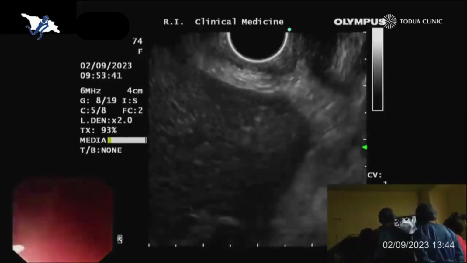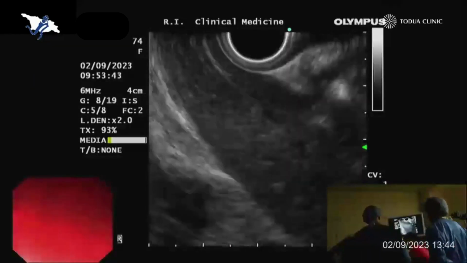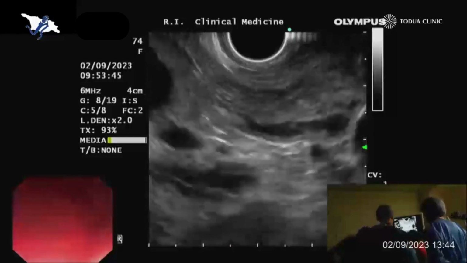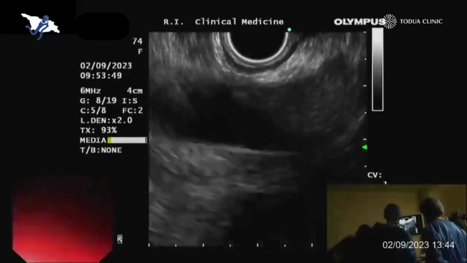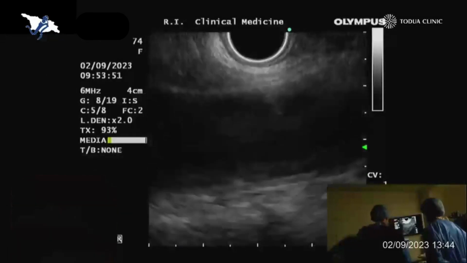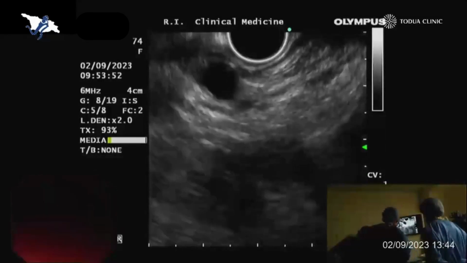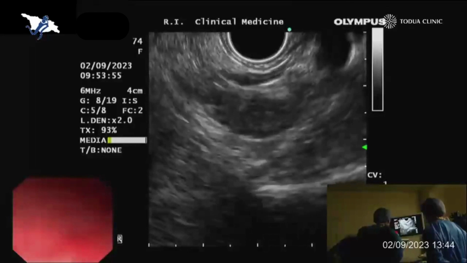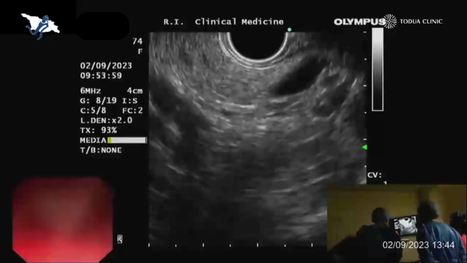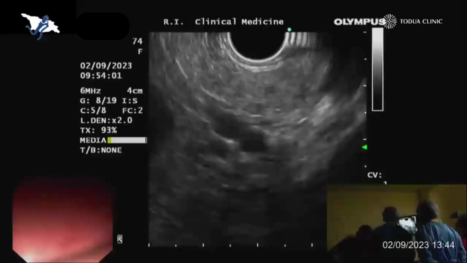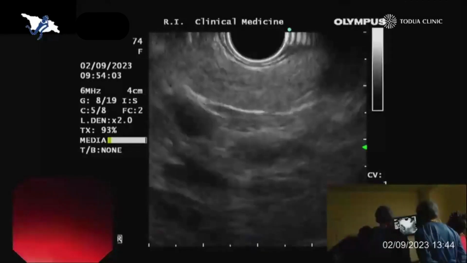But now the next question is, it is important also to check the pancreatic tail and the pancreatic corpus, and this we are doing from the duodenum. Okay, I'm retracting this, I'm withdrawing the scope into the stomach, and I try to find pancreatic tissue. Here we can nicely appreciate this is the left adrenal, and here is pancreatic tissue. And so this is the pancreatic tail.